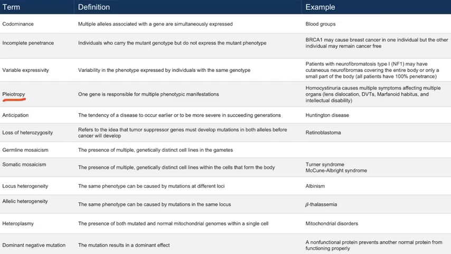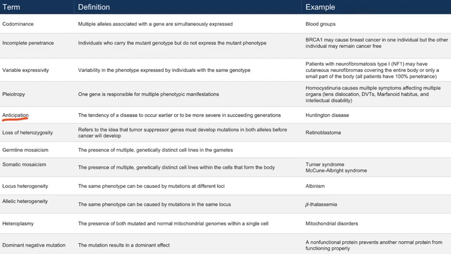Pleiotropy refers to the idea that one gene is responsible for multiple phenotypic manifestations. For example, in homocystinuria, patients present with many symptoms affecting multiple organs. Some findings include lens dislocation, DVTs, a marfanoid habitus, and intellectual disability.